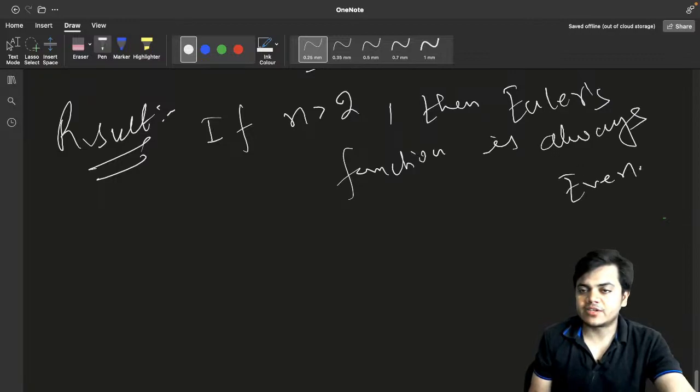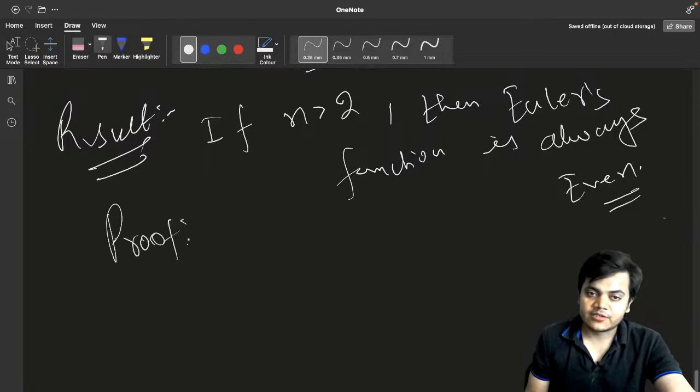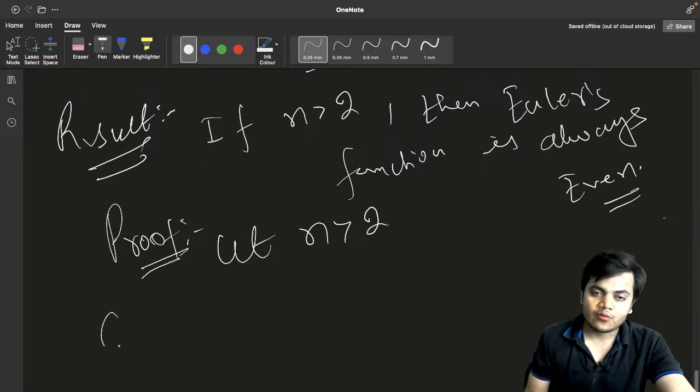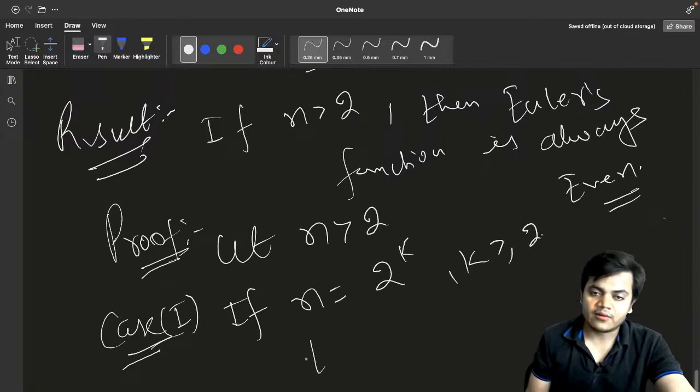Okay, if n is strictly greater than 2, then Euler's Phi function is always even. How can you prove it? Yes, its proof is very nice. You can just take n strictly greater than 2, and what is the case 1? Case 1 is: if n is equal to 2 to the power k, and k is greater than or equal to 2, then what do you think?